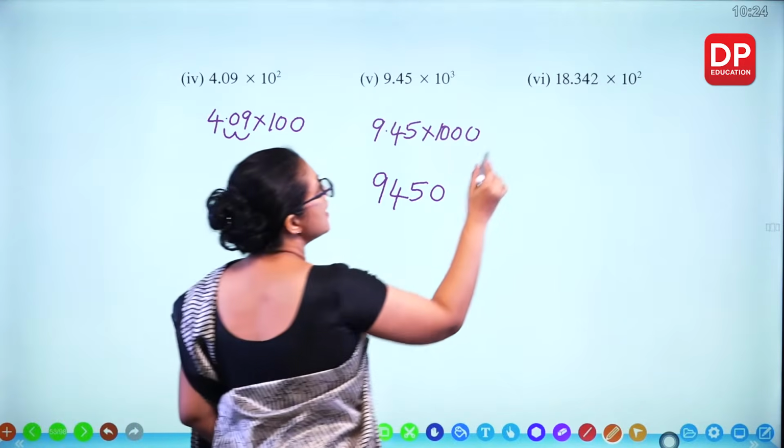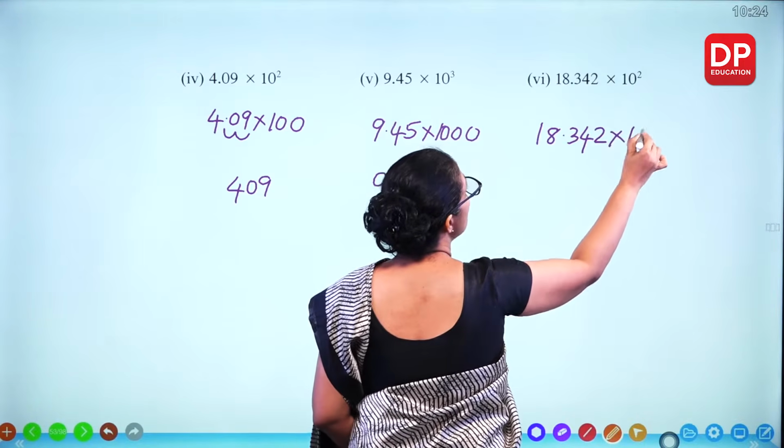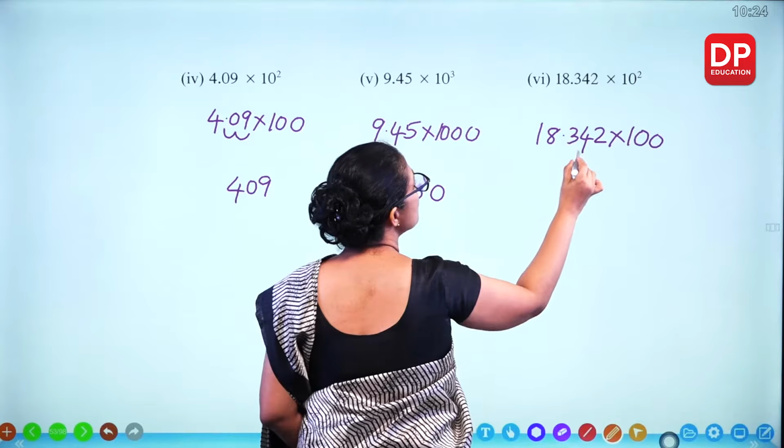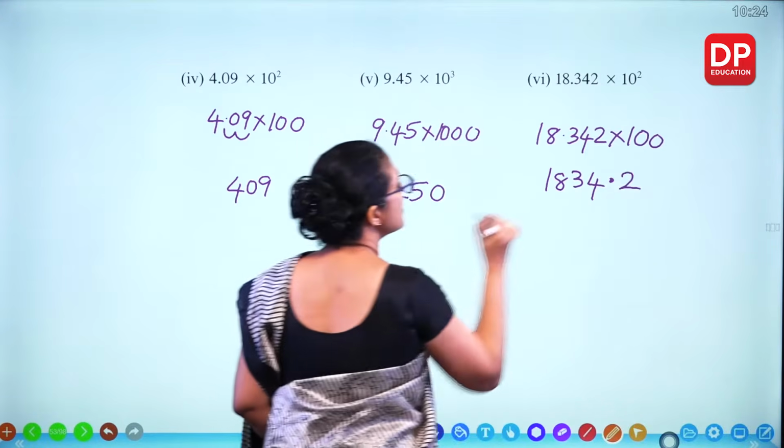9,450. 10 squared means 100. Move the decimal point 2 places to the right. 1,834.2.